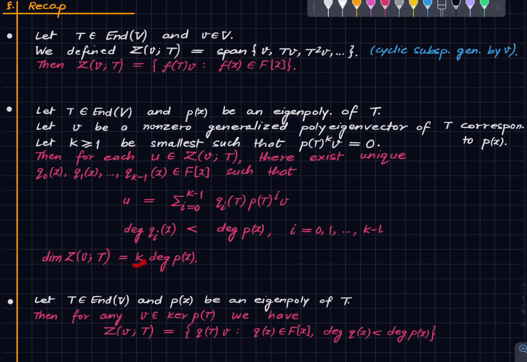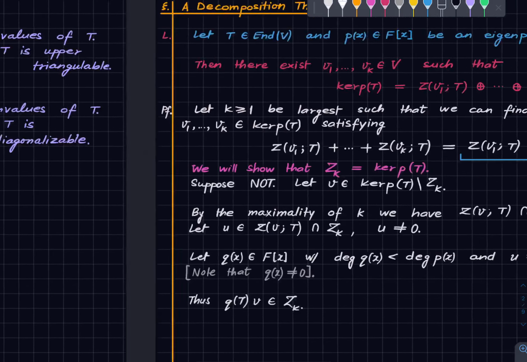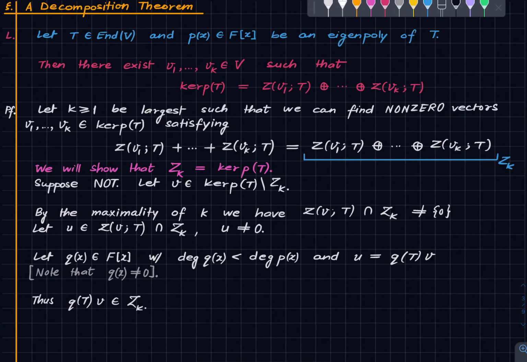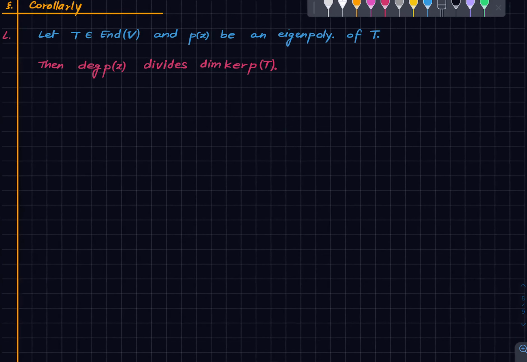In fact, it depends on precisely the smallest k for which this equation holds. So anyway, just recall this theorem, and hence you will see that each of these have their dimensions divisible by the degree of px, and hence the dimension of this is also divisible by the degree of px. So an immediate corollary of the previous one is that if you have an endomorphism and some eigenpolynomial of it, then the degree of the eigenpolynomial divides the dimension of the kernel of this endomorphism. Okay, so this is important.